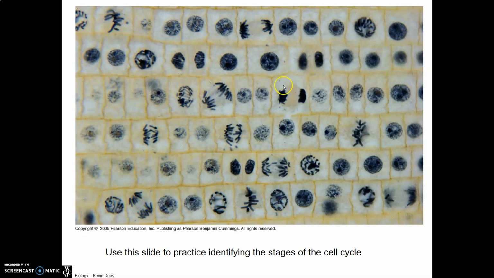Following anaphase, we see two daughter nuclei that are beginning to reform, and if we look very close here, we can even see the beginnings of the cell plate for cytokinesis during telophase.